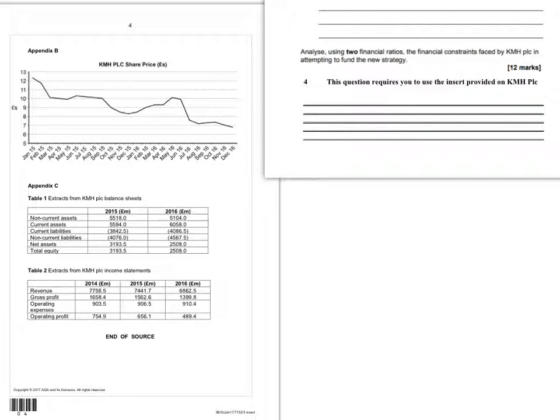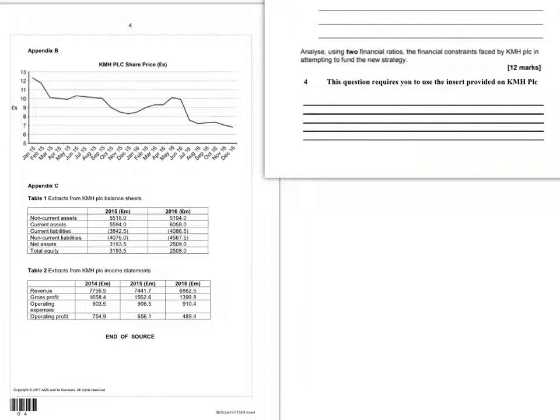Okay, so the first issue with this question was lack of understanding of the key term constraint. A constraint is a limitation or a restriction faced by a business. So, before we start answering the question and writing, think about what is being asked of you. So this question wants you to use 2 financial ratios to analyse what restrictions or limitations this particular business might face in funding the new strategy that it wants to implement.